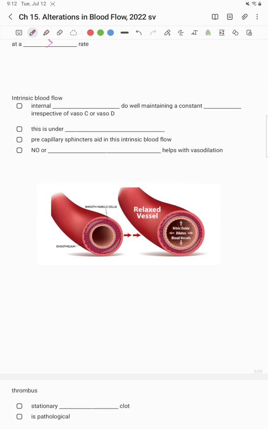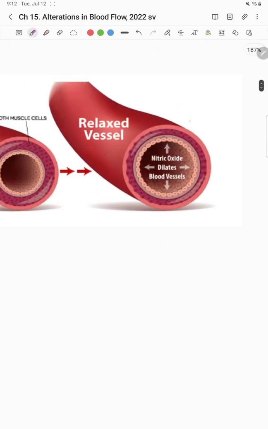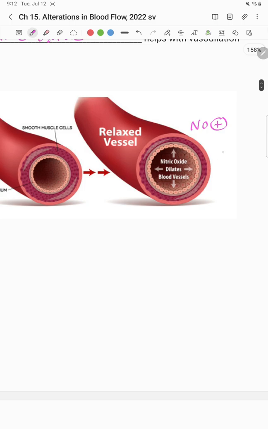With intrinsic blood flow, internal organs do well maintaining a constant blood flow, irrespective of vasoconstriction or vasodilation. This is all under autoregulation. The precapillary sphincters aid in this intrinsic blood flow. NO, which stands for nitric oxide, helps with vasodilation. So when nitric oxide is activated, then it will help open up the tubes. As you can see here, the lumen is nice and open. It's dilated, so vasodilation.